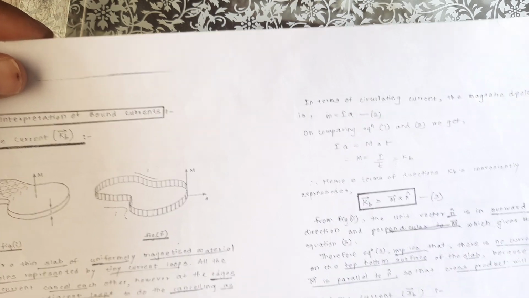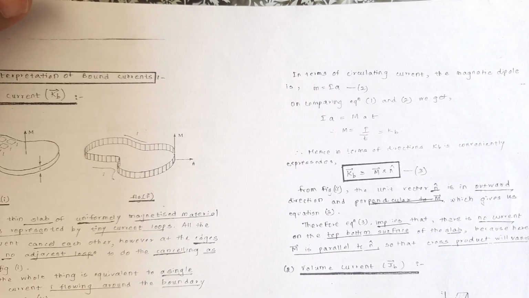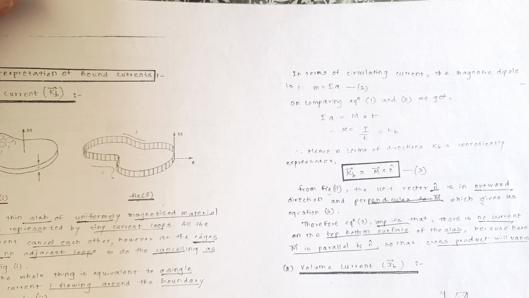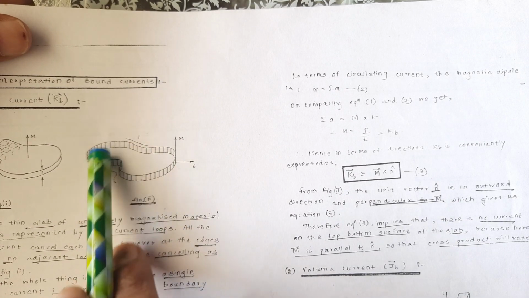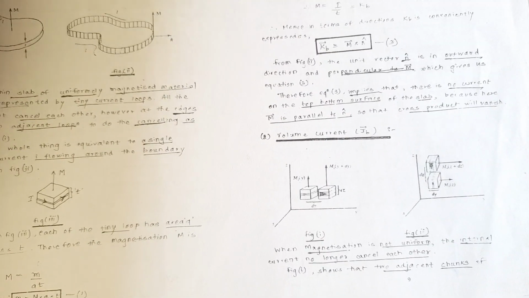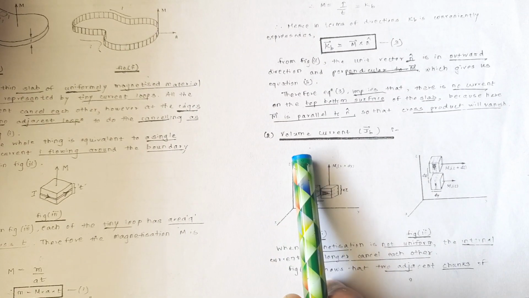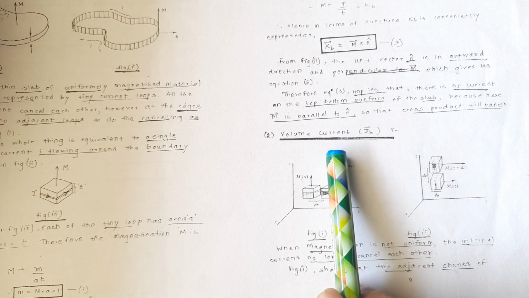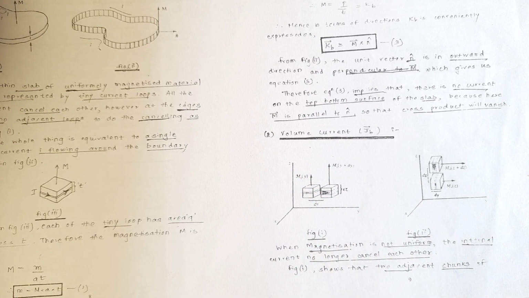Therefore, equation 3 implies that there is no current on the top and bottom surface of the slab, because here M bar is parallel to n cap, so the cross product will vanish over this surface. So the current is only at the boundary. Now we'll find out the volume current for this magnetized material.